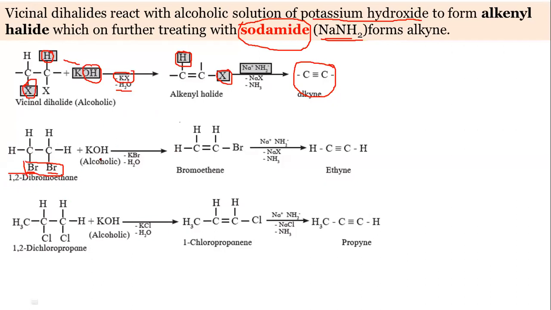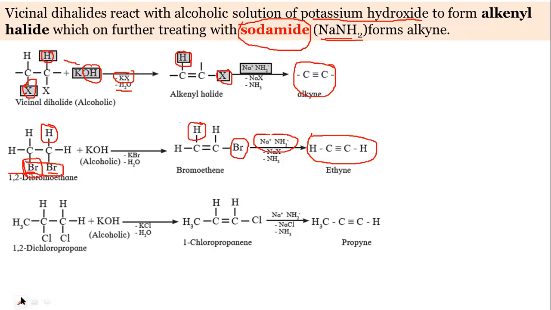According to the general reaction, alcoholic KOH is used. The role of alcoholic KOH is in the first step: hydrogen and one bromine will be removed, and we get a double bond. In the second step, one hydrogen and this bromine will be removed by using NaNH2, which is sodamide. The final product we get is an alkyne. The name of the alkyne is ethyne.